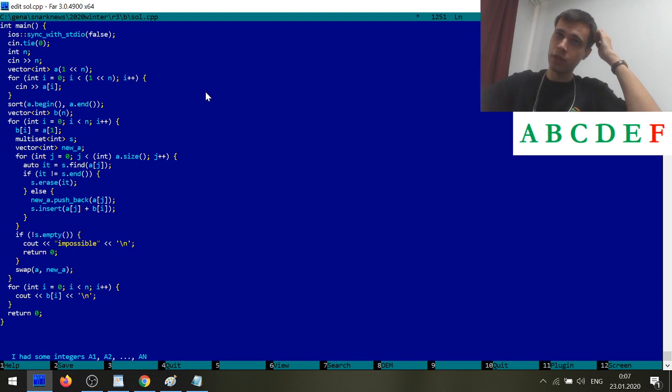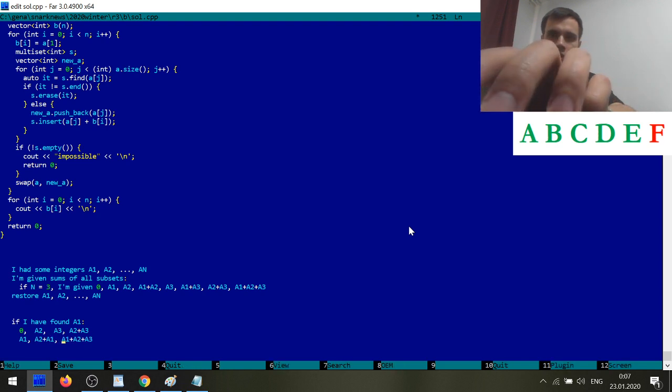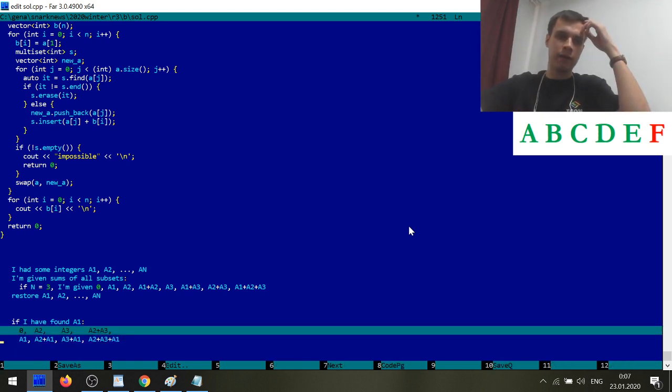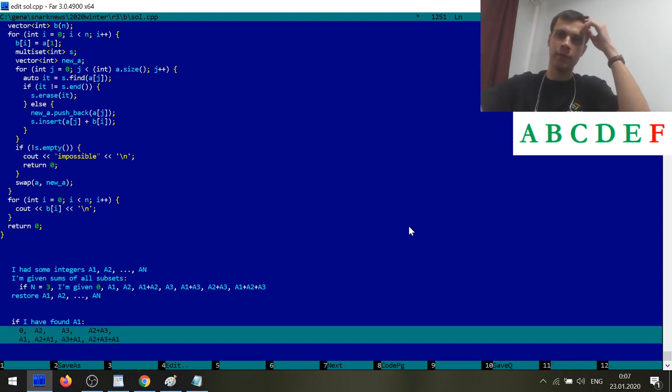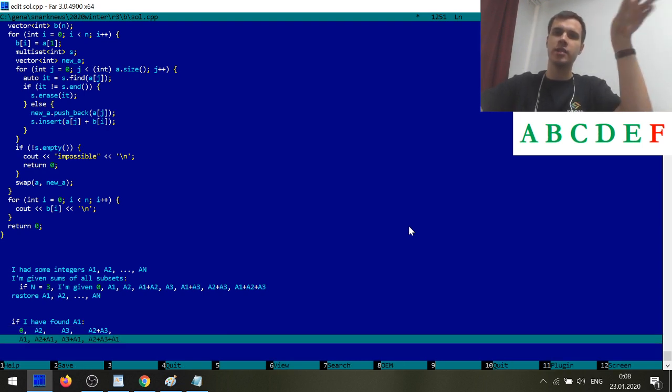And then what I have to do here is notice that, for example, if I have found A1, it means that I have sums 0, A2, A3, A2 plus A3, and I also have A1, A2 plus A1, A3 plus A1, and A2 plus A3 plus A1. So, I mean, the set of all integers I'm given is all subset sums without a1 and all subset sums with a1.